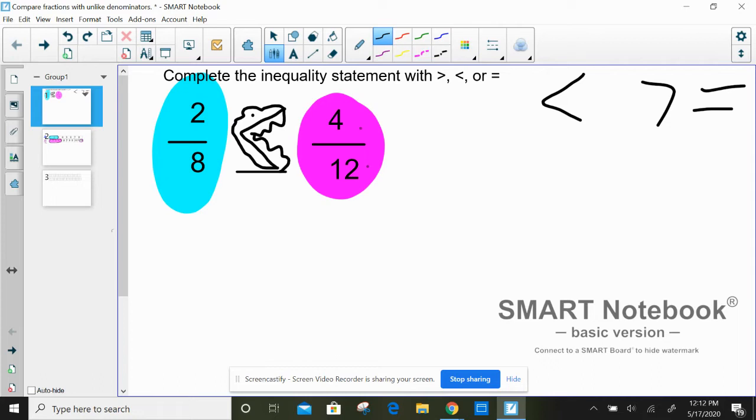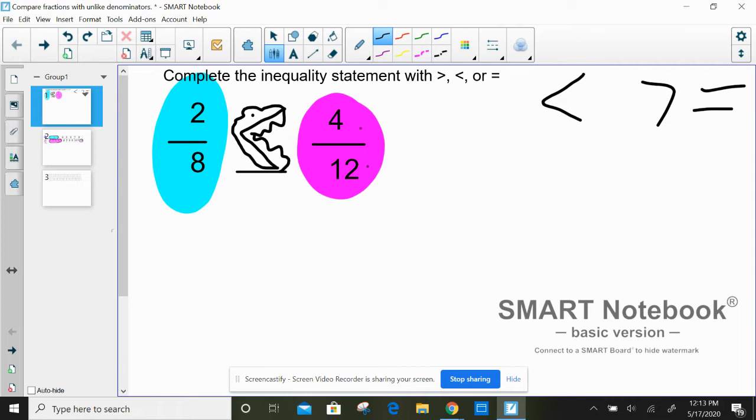The other way that I'm going to show you, because you should always have another strategy to double check, is we're going to turn our denominators, our bottom numbers here, into common denominators. So they're unlike right now because they're not the same. They're different, and we're going to make them the same. And the way that you do that is you find a multiple that they both have in common. Remember our multiples? Like the multiples of 8 or the multiples of 12, if you just count up from there.